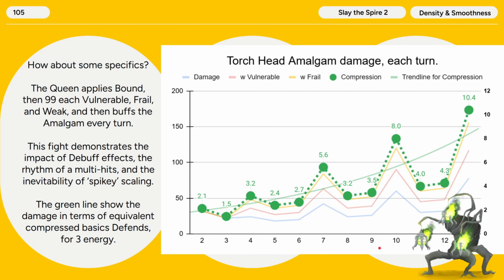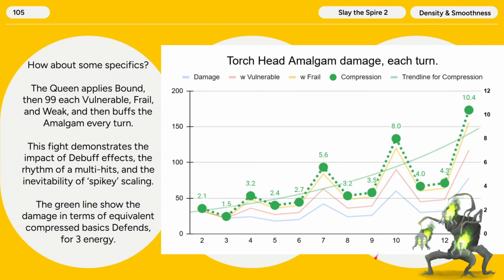Let's look at some specifics though. So talking about the Queen: she applies Bound and then 99 Vulnerable, Frail and Weak, and then buffs the Amalgam every turn. So this fight demonstrates the impact of those debuff effects and the rhythm of the multi-hits and the inevitability of spiky scaling from the Amalgam.